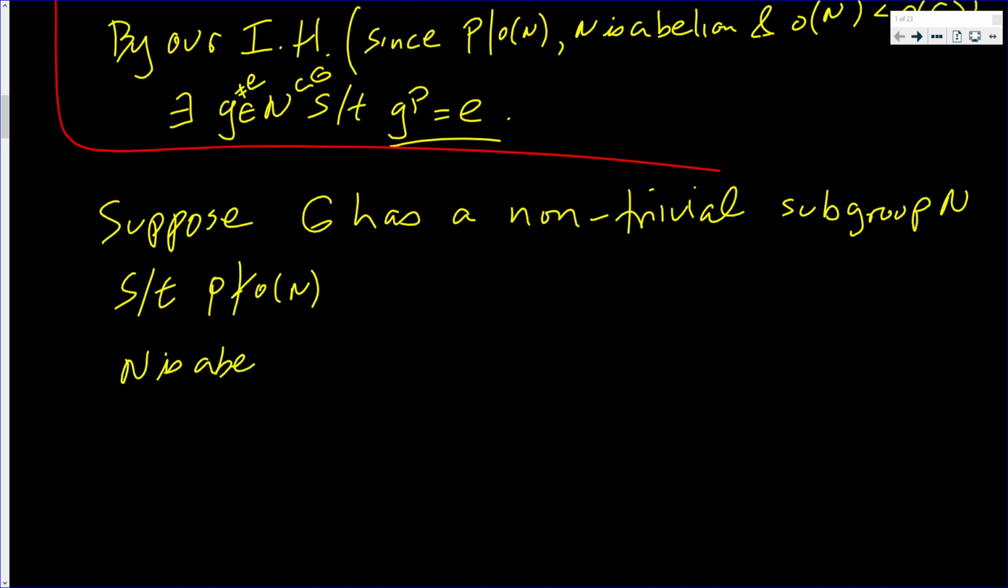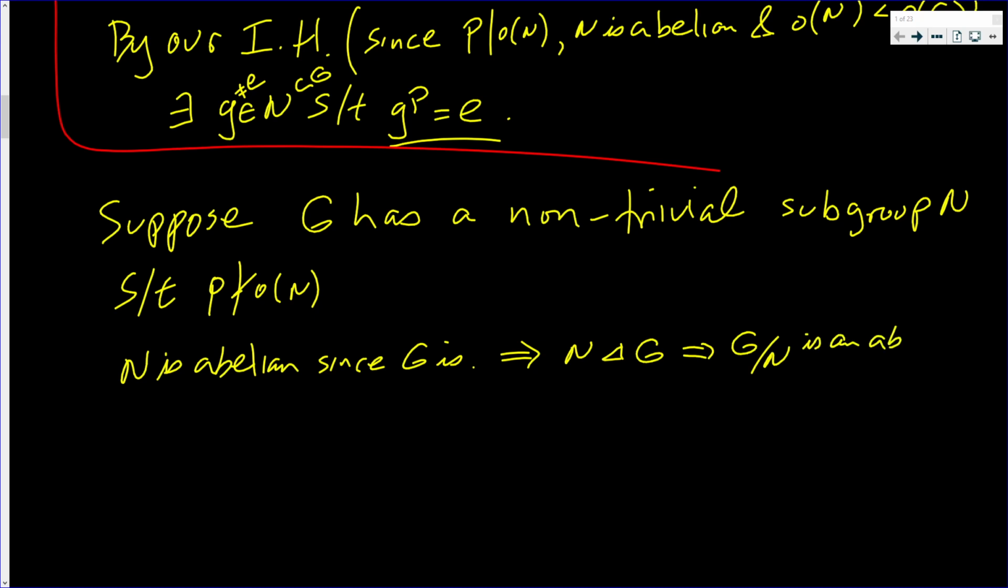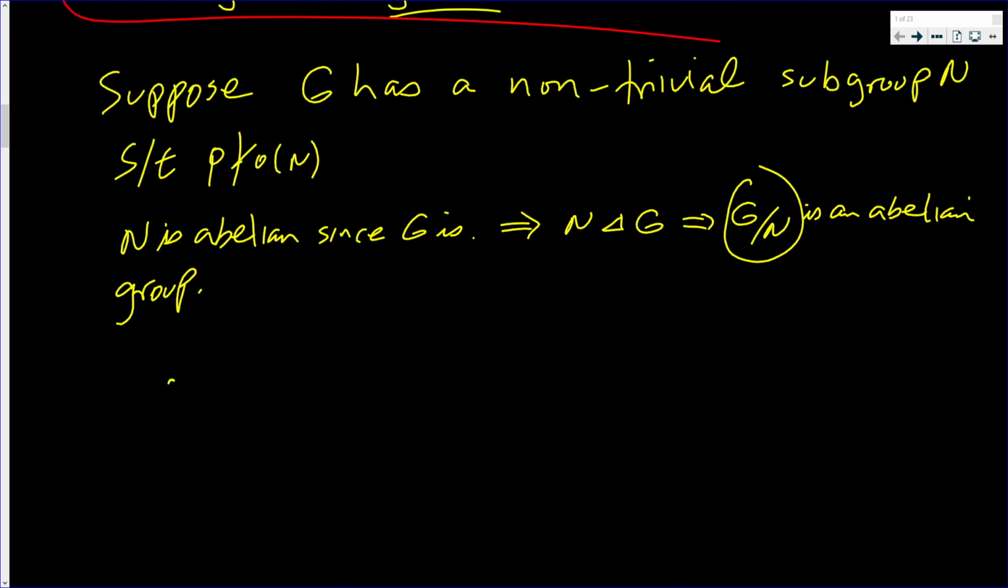N is Abelian, since G is. That implies that N is normal in G. Well, that implies that the set G mod N is an Abelian group. But this group has fewer elements than G. The order of G mod N is the order of G over the order of N.